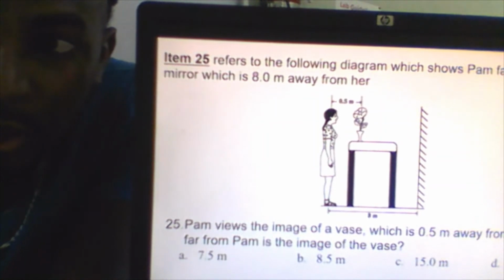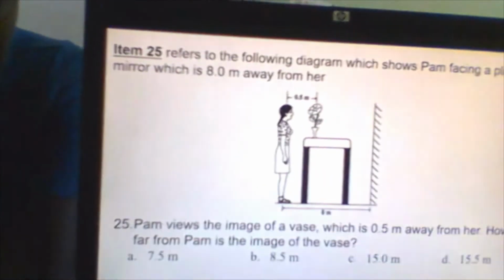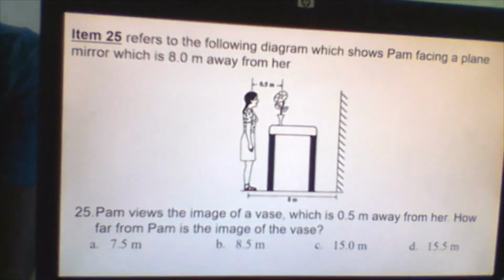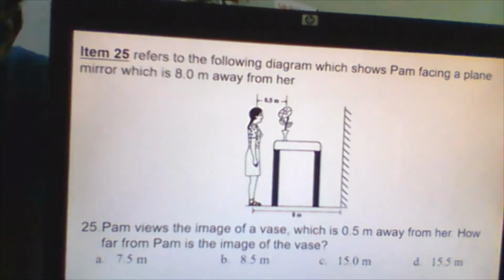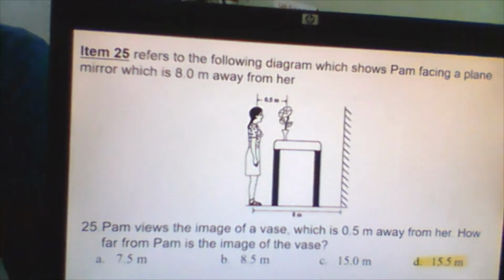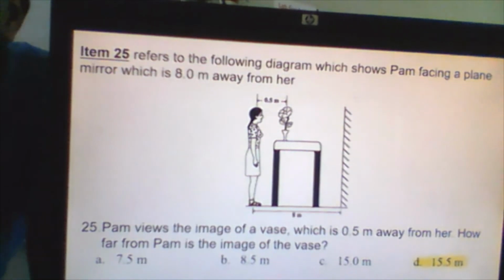Now Pam wants to know how far the image is away from her. So it'll be 7.5 plus the 7.5 plus the 0.5. Which gives us the accurate answer of D. D is the most appropriate answer there, D, 15.5 meters. So 7.5 plus 7.5 plus 0.5.